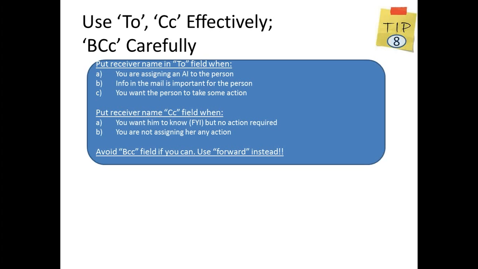First of all, if you're going to send an email to somebody, you have to put that person's name in the To field when one of these conditions is true. Okay, first one, you are assigning an action item to that person. Second, info in that mail is important for that person. Third, you want the person to take some action. Okay, you may not be assigning an action item, but you want that person to take an action. These are the 3 reasons in which I would recommend you to put a receiver's name in the To field.